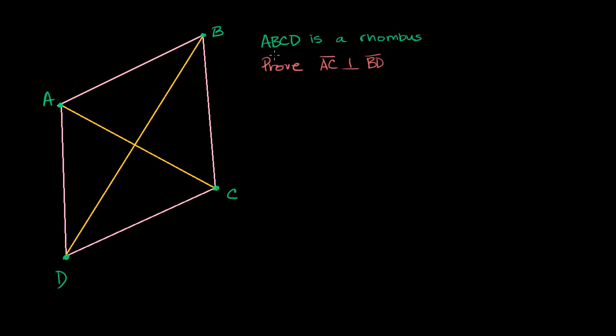We're told that quadrilateral ABCD is a rhombus. And what they want us to prove is that its diagonals are perpendicular, that AC is perpendicular to BD. Now let's think about everything we know about a rhombus.